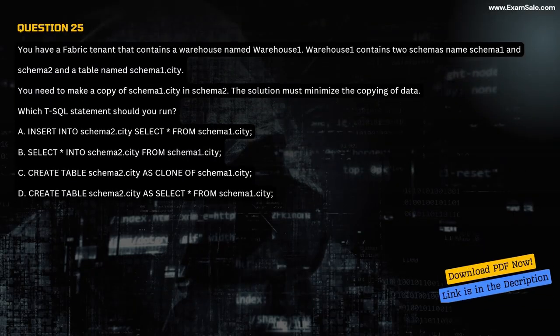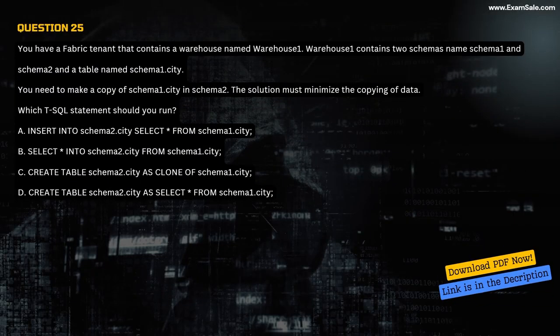Question 25. You have a Fabric tenant that contains a warehouse named Warehouse 1. Warehouse 1 contains two schemas named Schema 1 and Schema 2 and a table named Schema 1.city. You need to make a copy of Schema 1.city in Schema 2. The solution must minimize the copying of data. Which T-SQL statement should you run?